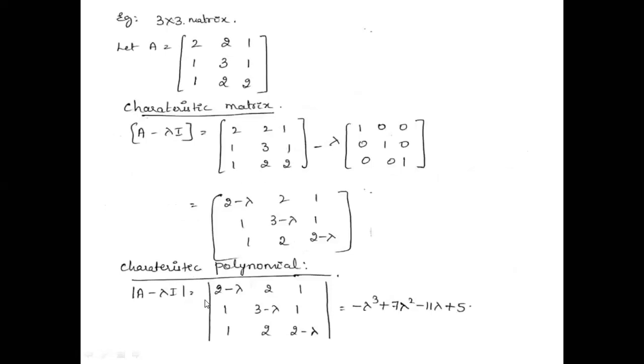So how do you calculate the determinant here? To calculate 2 minus lambda, okay, you leave this column, you leave this row. So you'll have 3 minus lambda, 1, 2, 2 minus lambda left. Minus 2, you leave this column, you leave this row. You have 1, 2 minus lambda, 1 and 1. Then plus 1, you leave this column, you leave this row, you have 1, 3 minus lambda, 1 and 2. Okay. So once you do that, this is the equation that you get. We have minus lambda cube plus 7 lambda square minus 11 lambda plus 5.